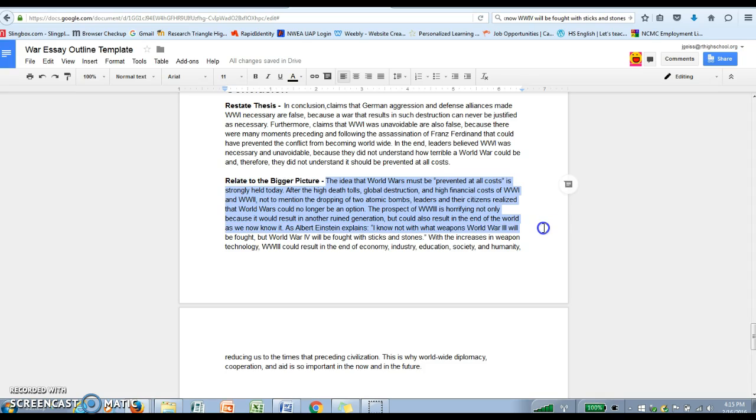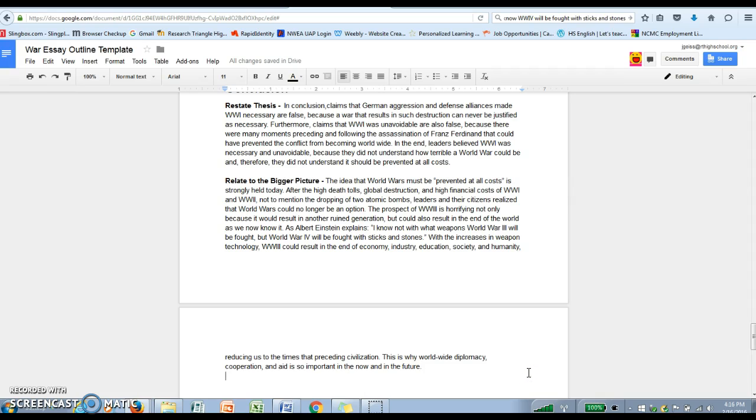As Albert Einstein explains, I know not with what weapons World War III will be fought, but World War IV will be fought with sticks and stones. With the increases in weapon technology, World War III could result in the end of economy, industry, education, society, and humanity, reducing us to the times that preceded civilization. This is why worldwide diplomacy, cooperation, and aid is so important in the now and in the future.